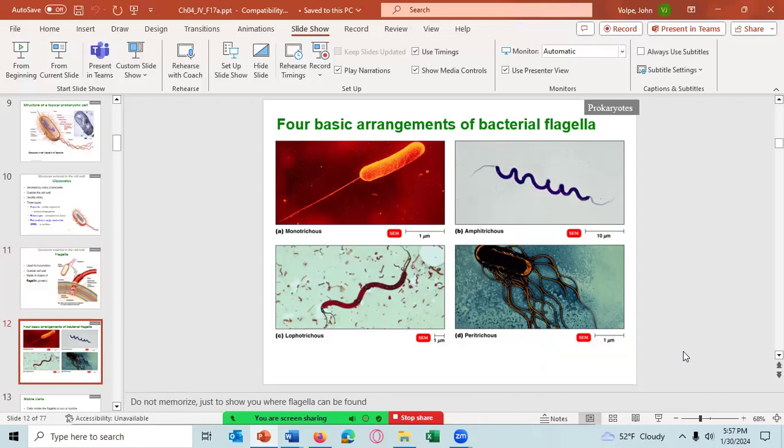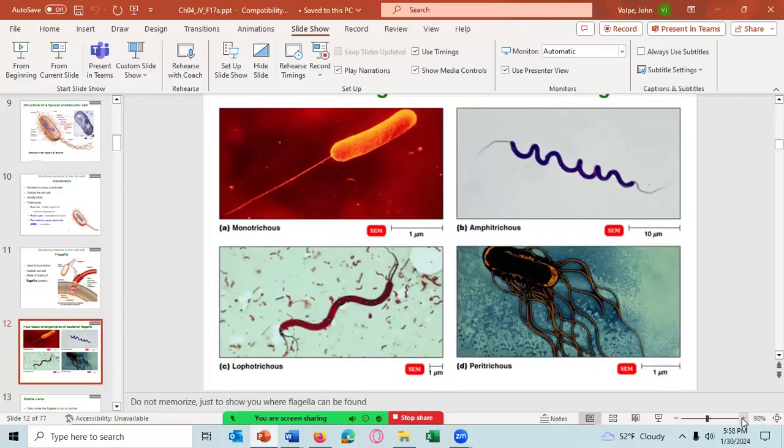There are 4 basic arrangements of bacterial flagella. You do not need to know this arrangement for any quiz or anything like that, but you do need to answer a lab question. So let me state that there are 4 different flagella arrangements. You can have a flagella on one side of the cell, just one flagella outside the edge of the cell, and that we call monotrichous.